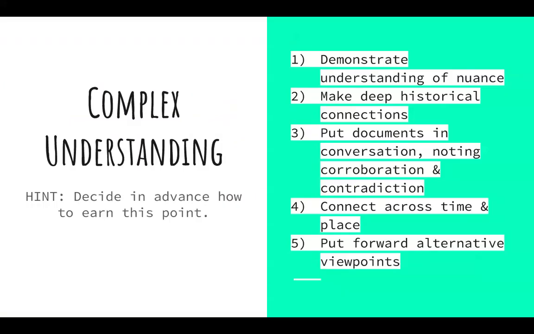So that's a lot of big words. What do those mean? This is basically it. You can do 5 different things to gain that complex understanding point. What I would do is decide in advance how I always want to earn this point. So every time I write a DBQ, I want to pick one of these 5 things and always do that so that I'm used to doing it and I know how to set it up. So 1, you can demonstrate an understanding of nuance. That's like showing a very thorough understanding. You've been reading between the lines.